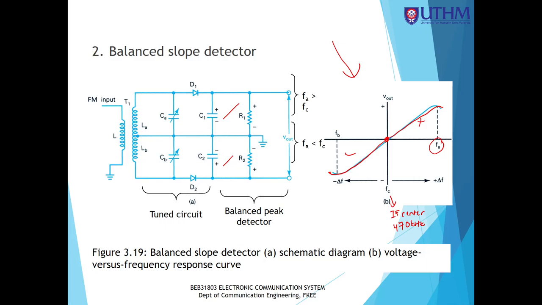So how does it function? If the input signal frequency deviates above the IF center, the above slope detector will oscillate and it will produce a higher voltage compared to the below slope detector, and vice versa. So there is a voltage difference between the upper and lower slope detectors, which will produce V out.